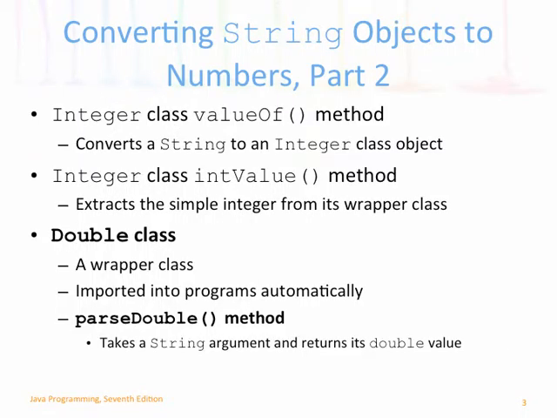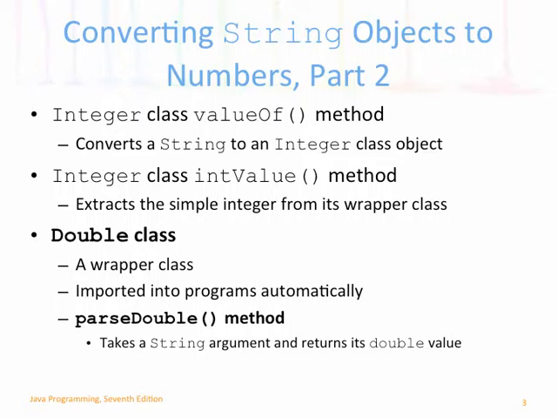Another valuable method in the Integer wrapper class is the valueOf method. It will return the value of the primitive type that is stored inside that Integer object. And it can also convert a string. Sorry, I just made a mistake. valueOf will convert a string to an Integer class object. intValue is the one that extracts the simple integer, the primitive type, from the wrapper class. I apologize for that mistake. So to recall, valueOf converts a string to an Integer class object, and intValue returns the primitive type contained inside the wrapper class.